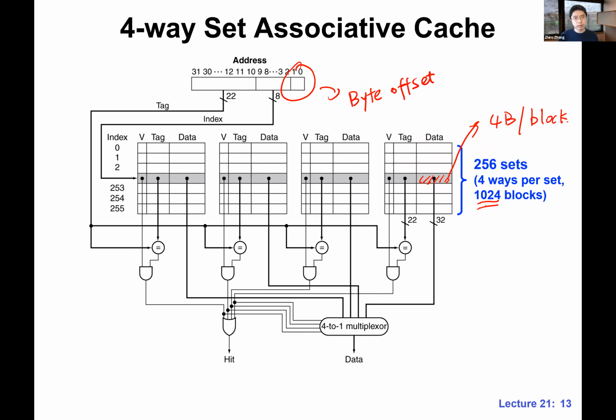How many ways do we have? You cannot directly tell that from the memory address breakdown, not anymore. This is given, so you have to tell me. Later on, I will tell you how many ways we have in the cache, and based on that information you can determine the total size of the cache. Does that answer your question, Amanda? Again, the byte offset is only useful for determining the cache block size, and how many ways you have is separate information.